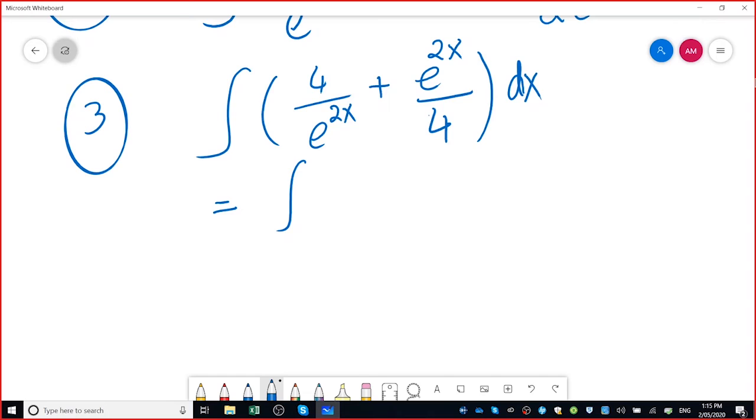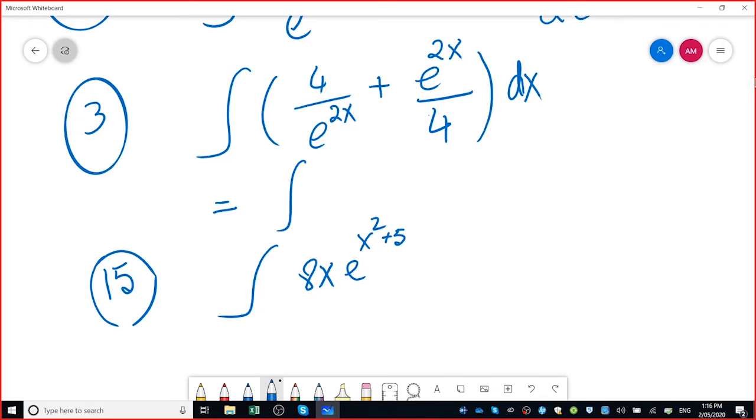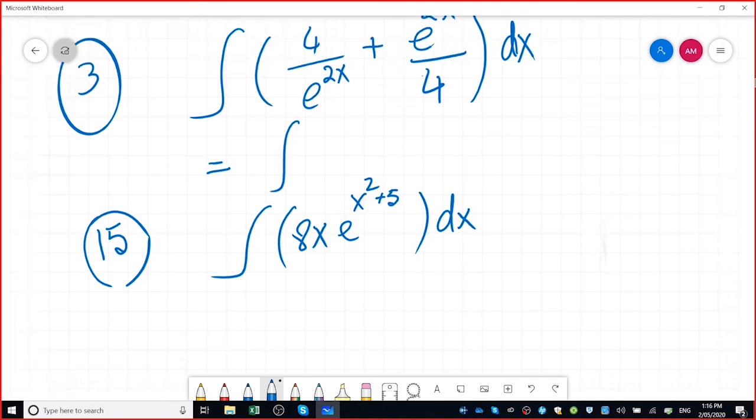Let's do some of the questions which we have. It's question number 15 in your notebook. So this is 8x e raised to the power x square plus 5 dx. Can you help me how to do this?